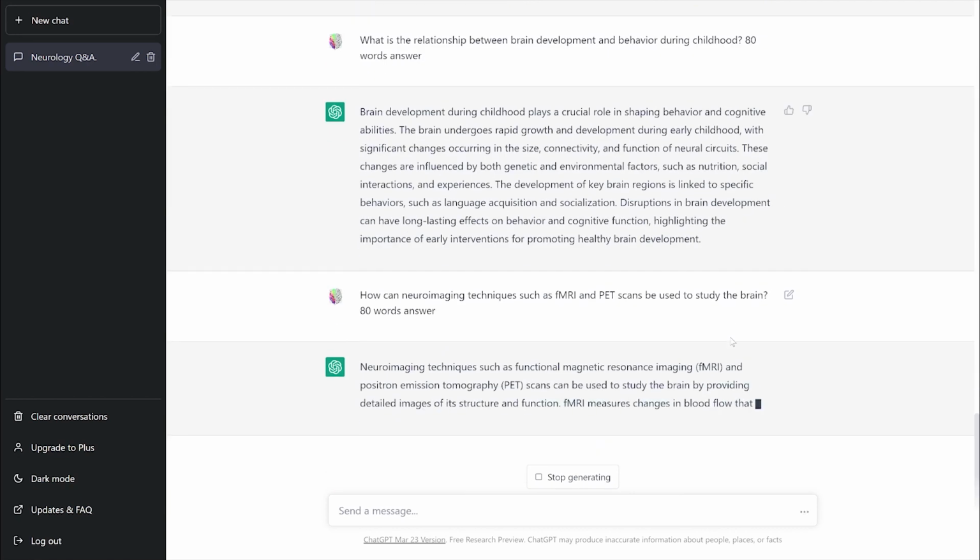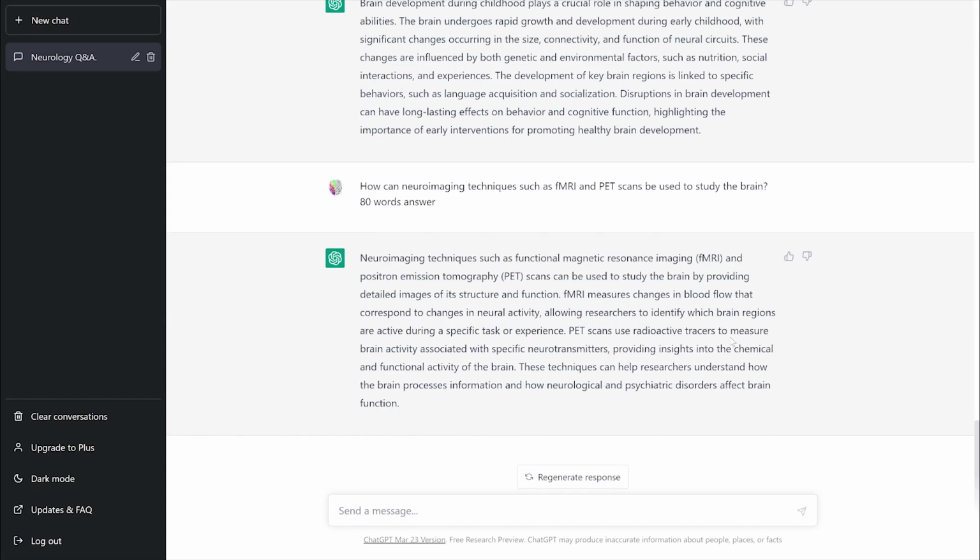Let's see the answer. Okay, neuroimaging techniques such as functional magnetic resonance imaging, or fMRI, and positron emission tomography (PET) scans can be used to study the brain by providing detailed images of its structure and function. So fMRI measures changes in blood flow that correspond to changes in neural activity, allowing researchers to identify which brain regions are active during a specific task or experience. Also, PET scans use radioactive tracers to measure brain activity associated with specific neurotransmitters, providing insights into the chemical and functional activity of the brain. These techniques can help researchers understand how the brain processes information and how neurological and psychiatric disorders affect brain function.